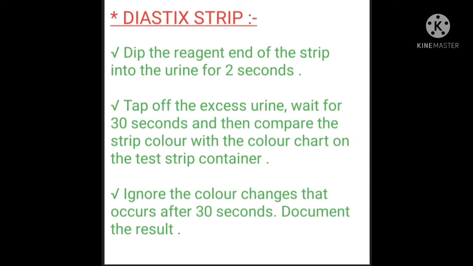Next, Diastix strip. Here dip the reagent end of the strip into the urine for 2 seconds. Then tap off the excess urine. Wait for 30 seconds and then compare the strip color with the color chart on the test strip container. Ignore the color changes that occur after 30 seconds and document the result.